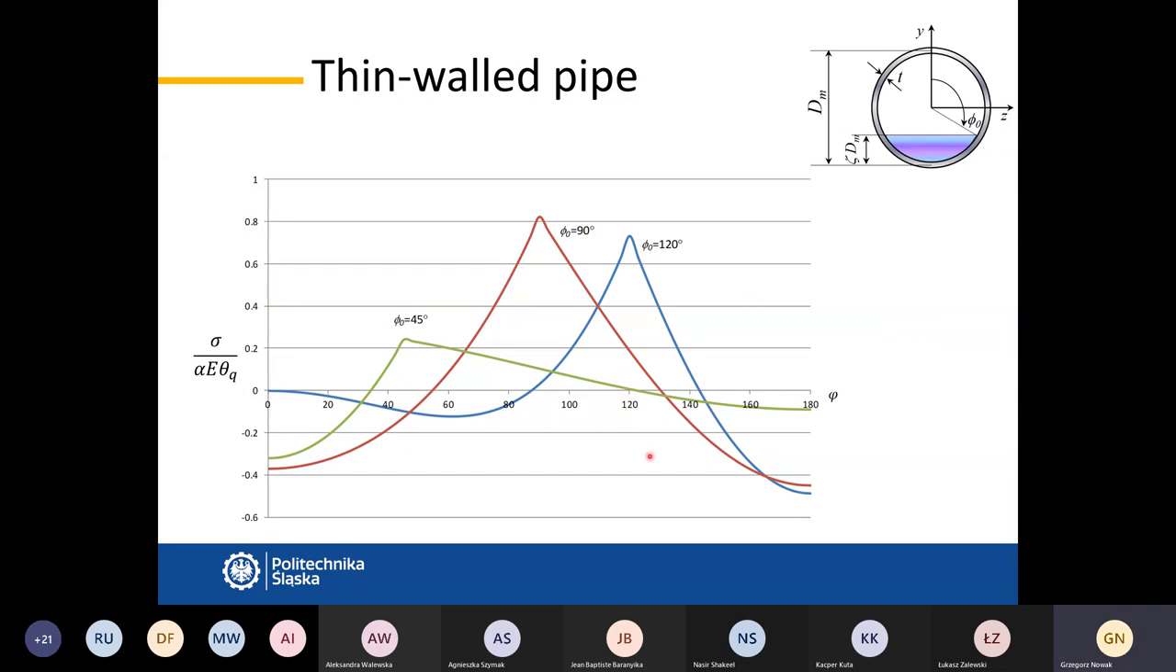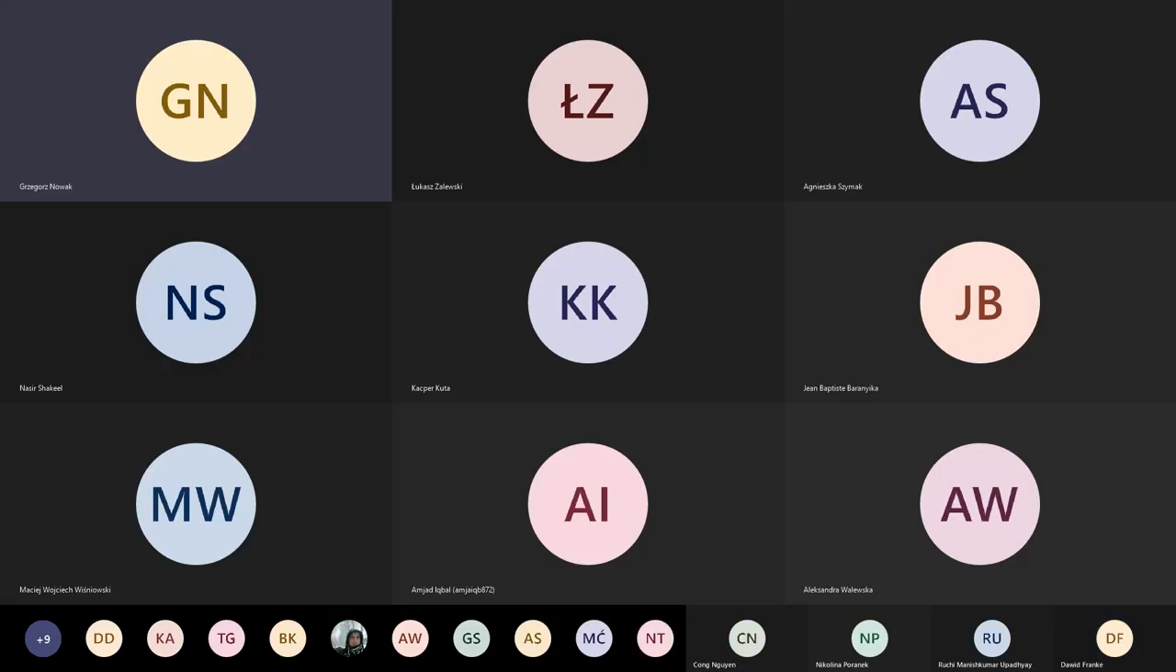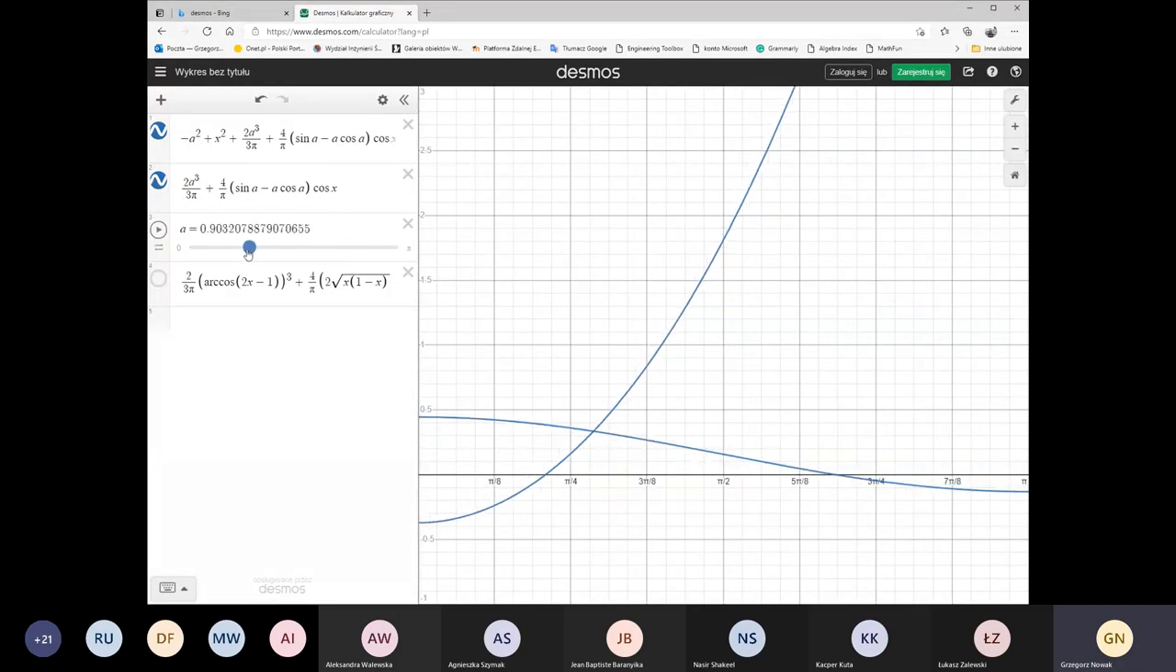Okay, I can show you. Here I have this formula introduced, and let's say here we have, this is zero, this is 180 degrees, so pi. There are two curves, they intersect, so this is the location where the liquid is. So this is the upper part, and then this is the lower part. Stress distribution, so the factor, actually sigma divided by alpha e times theta d.